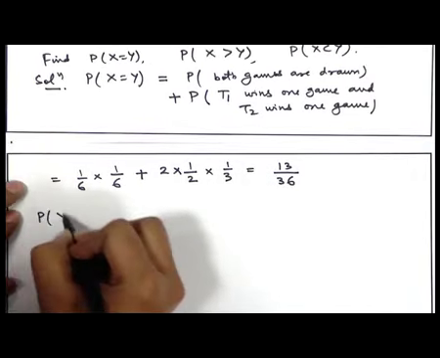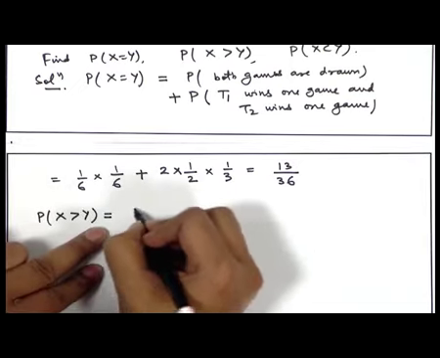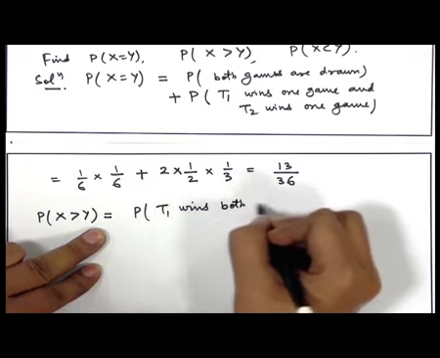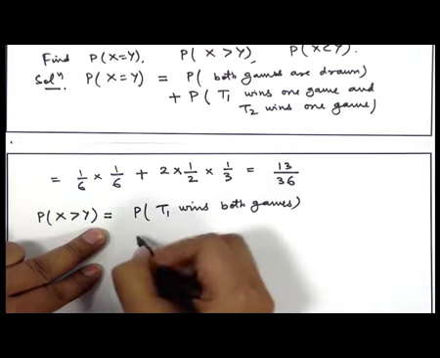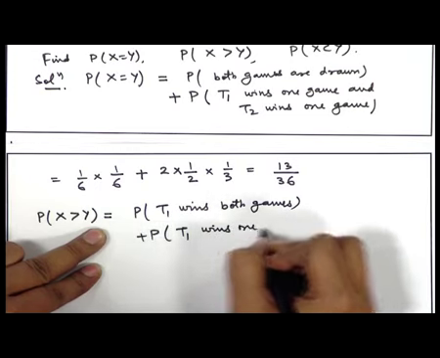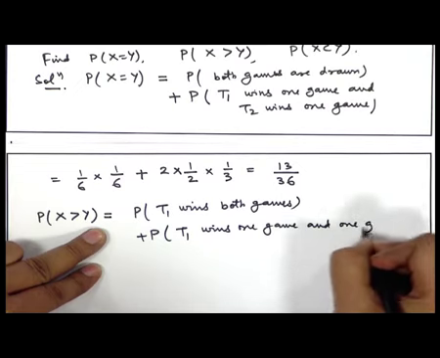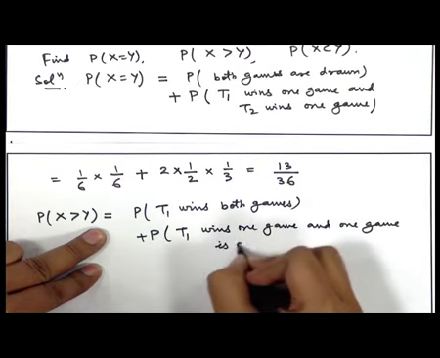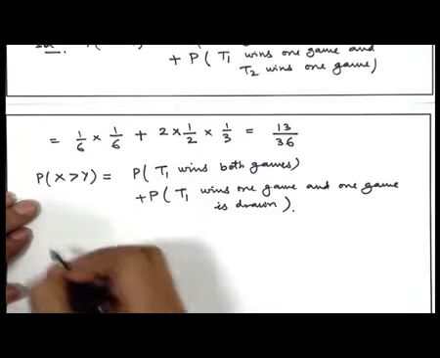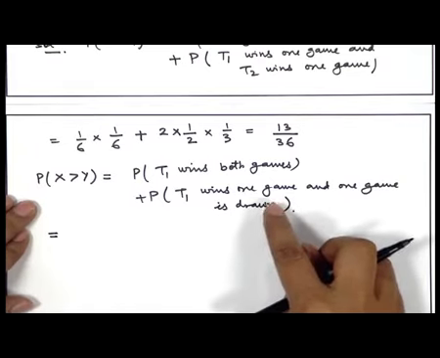Similarly, let us look at what is the probability of x greater than y. So, x greater than y means T1 wins both games, or T1 wins one game and one game is drawn. Now, there is no other possibility, because if T2 wins, then his points will become equal to T1 or it will become more.